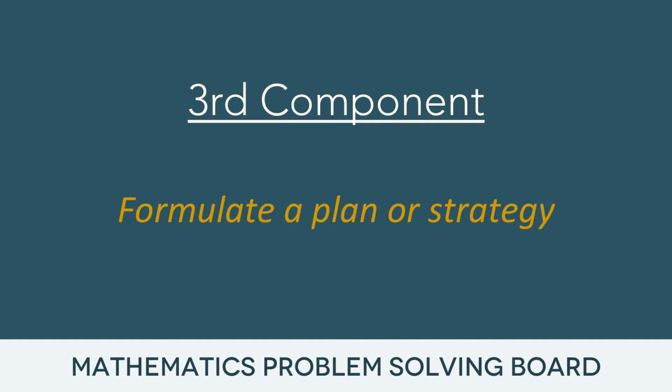After students have analyzed the information and rewritten the question in statement form, they're ready to move to the third component of the board, which is formulate a plan or strategy. In this section of the board, students think about operation. How are they going to get the answer? Students will also need to think about which steps they're going to take to get there, and specifically which strategy they will use. It's also recommended in this component of the board for students to use estimation to come up with a reasonable solution before starting on actually solving the problem.